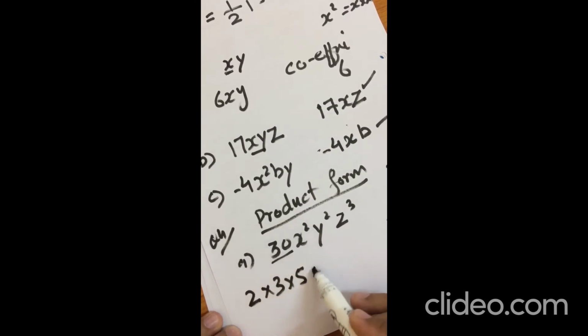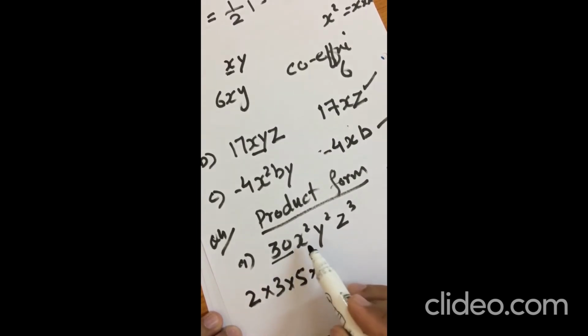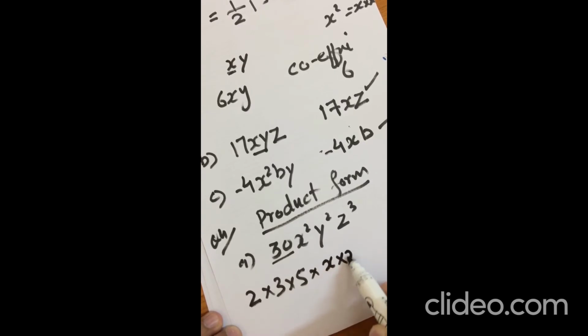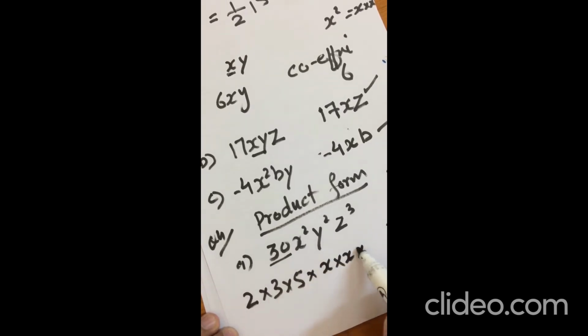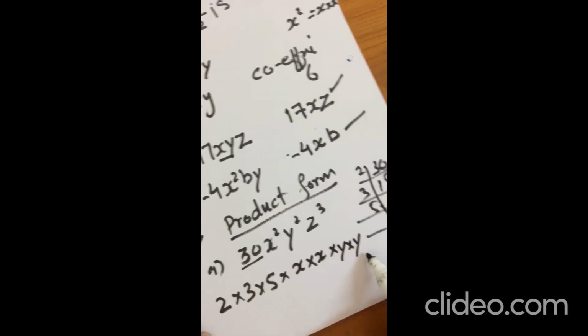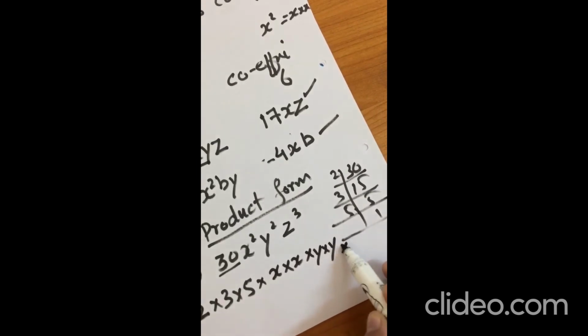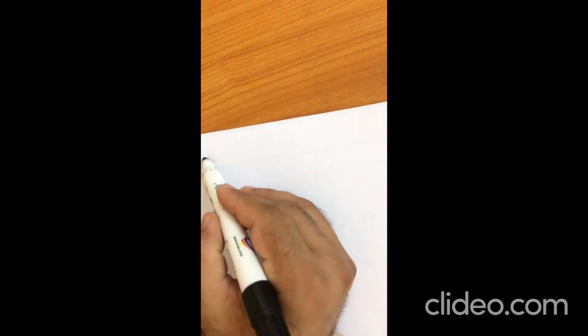And x square. X square, look at here, it is twice, you will write twice. Y square, you will write twice. No space here, I'm just writing down here. Z cube is 1, 2, 3. So this is the product form of 30 x square, y square, z cube. And now, let's have one more example for you. That is C part. I'll go to the C part.